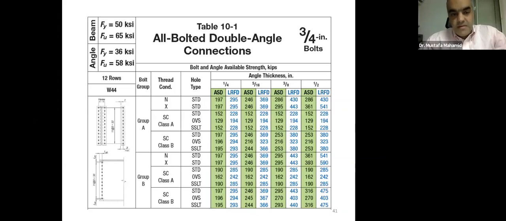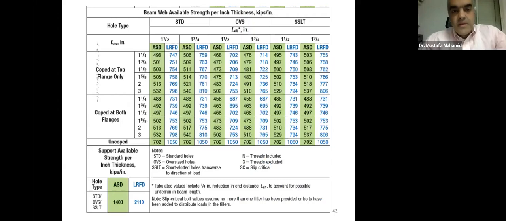So basically, you will get most of the limit states from this table covered. You just need to check one or two. And if, for example, the flexural yielding, flexural rupture, if it's uncoped, then maybe you don't have to worry about it. Everything will be covered by the tables. Okay, so that's the lower part. That's the lower part of the table, which is beam web available strength per inch thickness.